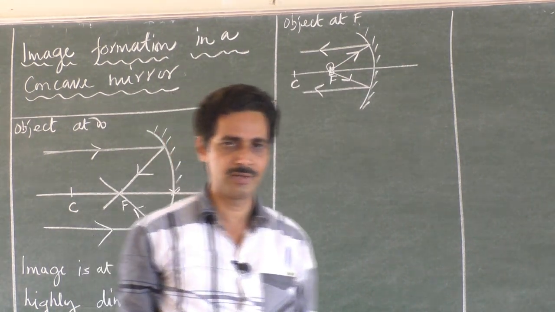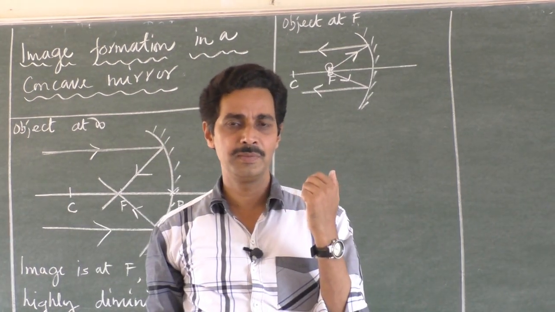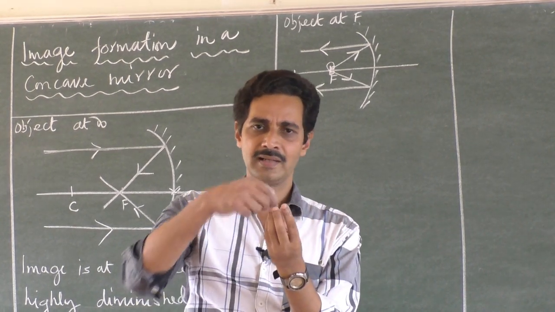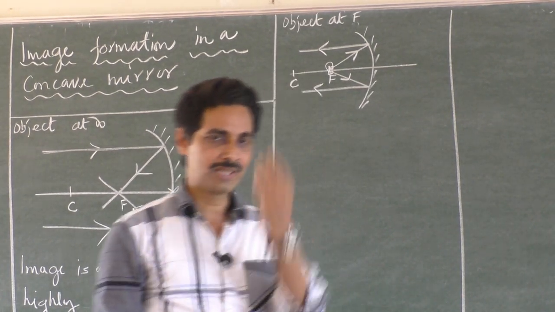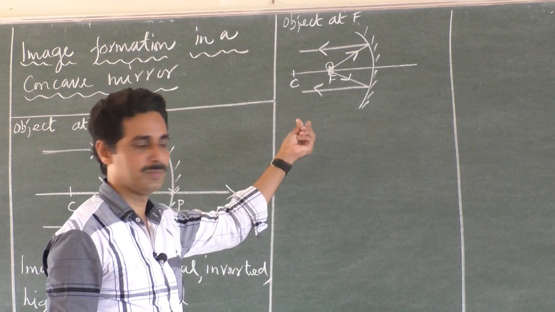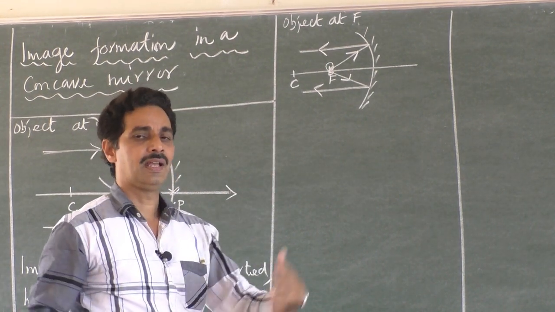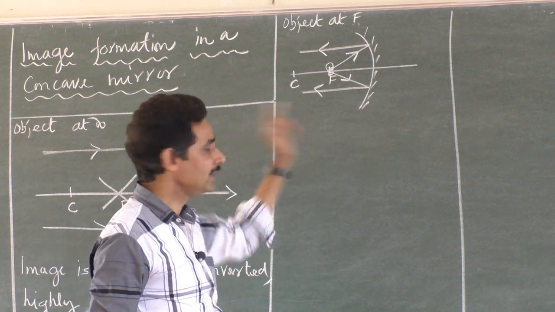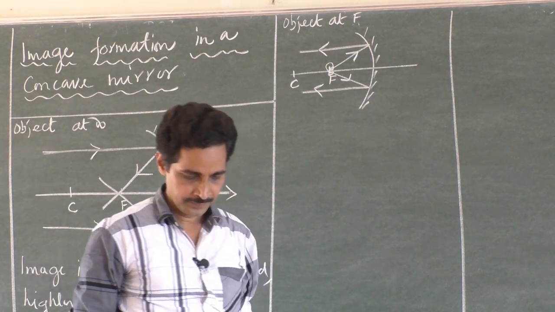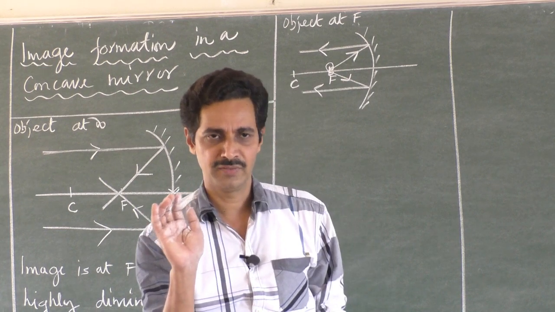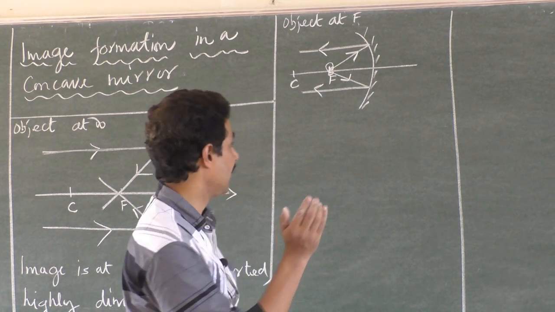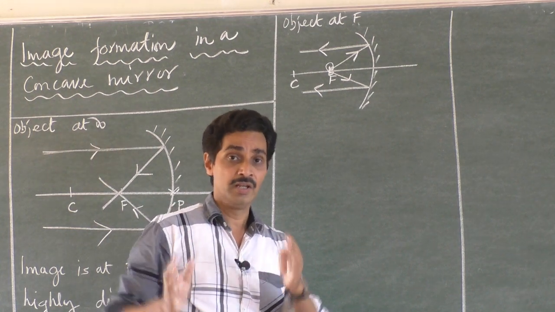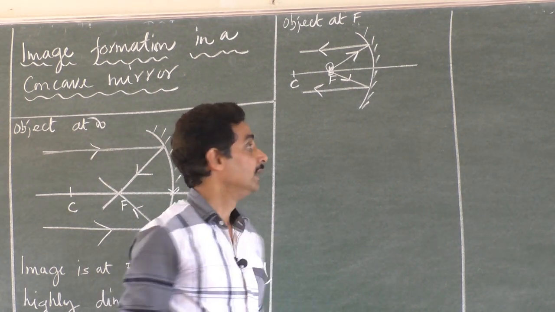So using a concave mirror, you can produce a parallel beam of light from a diverging light source. If you have a bulb, light rays are diverging from the bulb. But if you keep the bulb at the focus of the concave mirror, the rays of light after reflection become parallel. This principle is used in the headlight reflectors in vehicles. In vehicles we have a bulb which is a source of diverging light.